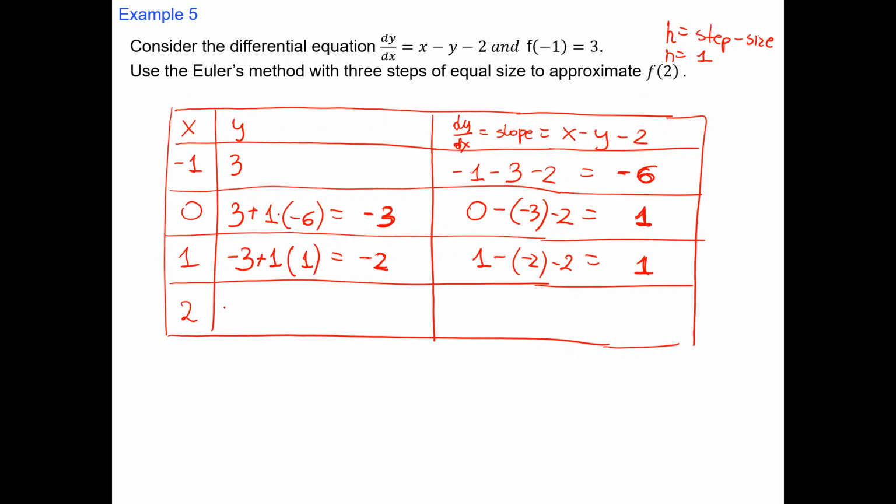Okay, and now the value at 2. The value at 2, we need the value above, this one, okay, plus slope, I mean the step size, times the slope. Wow, lots of ones. Negative 1 plus 1 times 1 is 1. It is simply negative 1. Okay? Value of the function at 2 is negative 1.